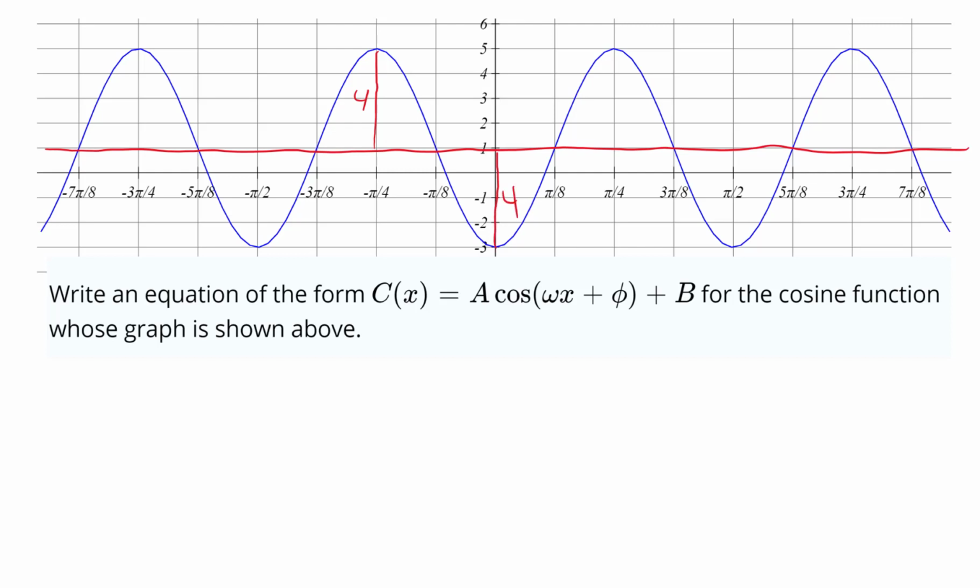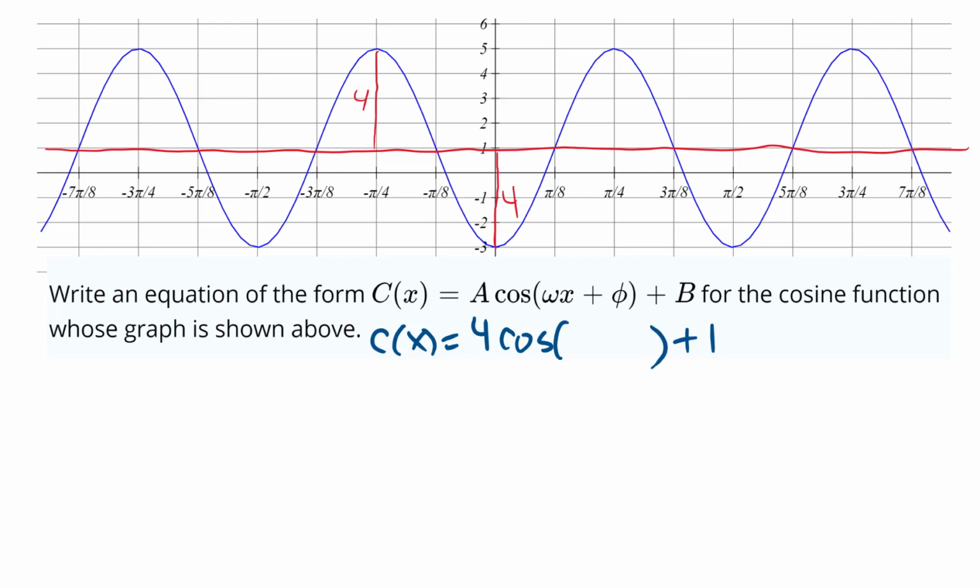So we know that everything is shifted up 1. So we've got B on the end is going to be a plus 1. We also know A because A is the amplitude, and we go up 4 and down 4 above and below the baseline. So now we need to figure out our omega and our phi.